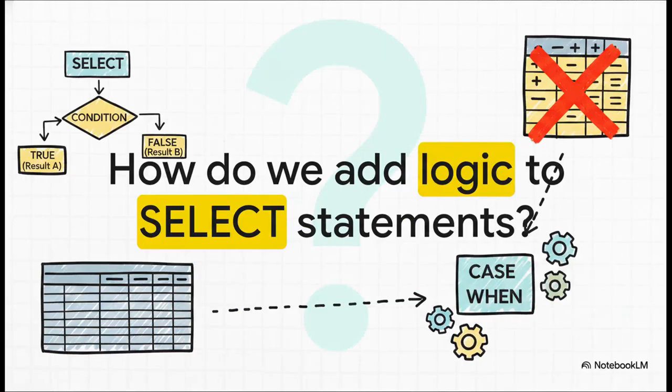So let's dive right in by asking a really fundamental question. You already know how to pull data out of a table using a basic select statement, right? But what happens when basic retrieval just isn't enough? Like, what happens when we need to inject some smart conditional logic directly into our queries so we aren't forced to export everything to a spreadsheet just to do the math?